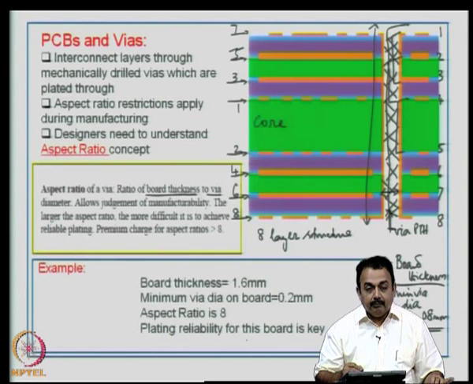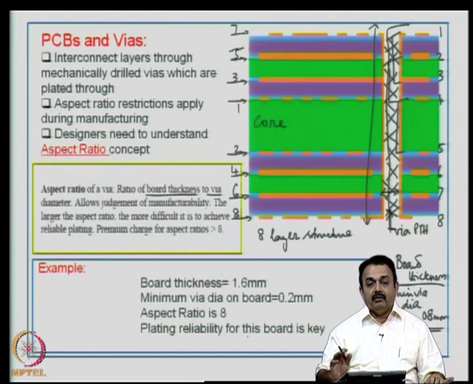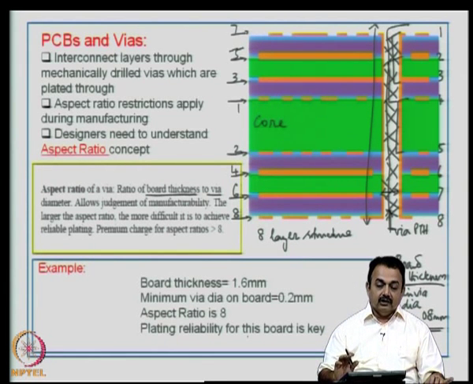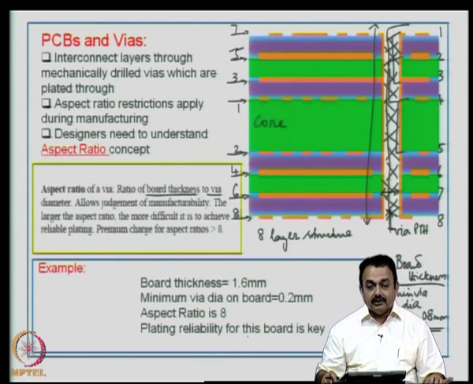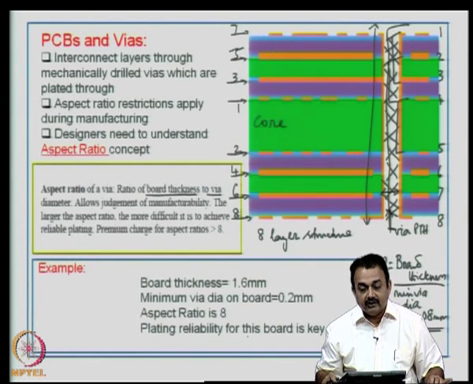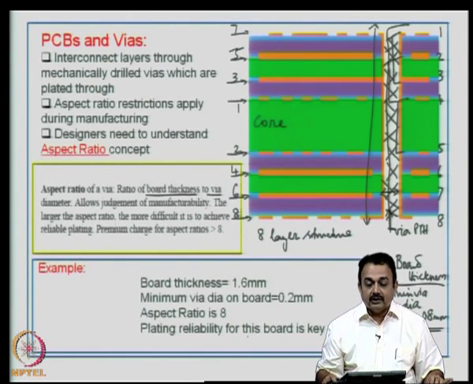The plating possibly can happen, but you have to spend a lot of time on the quality check and reliability for this board. Hence, the cost for this board is going to be enormous. The manufacturer definitely will charge premium rates for you if the aspect ratio is going to be 8 and above.